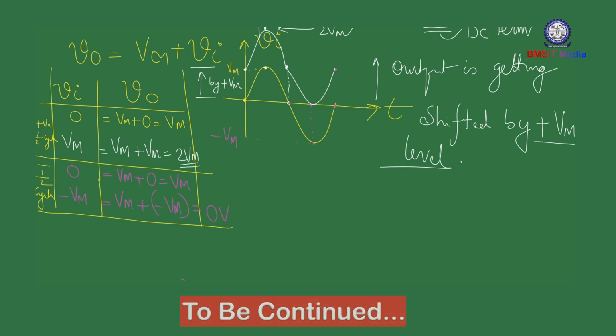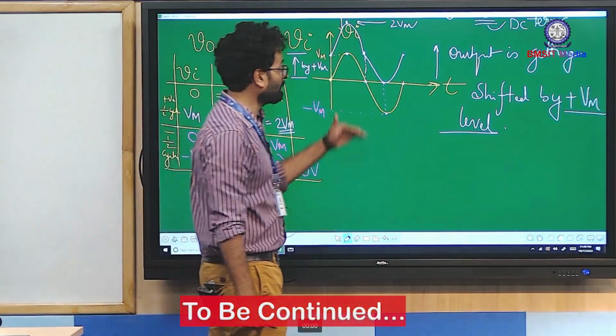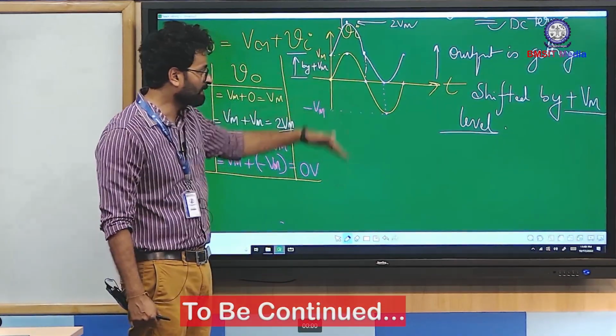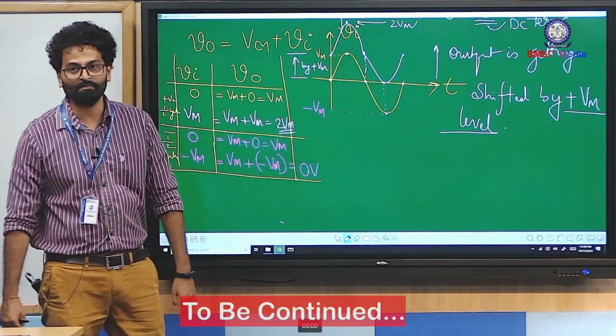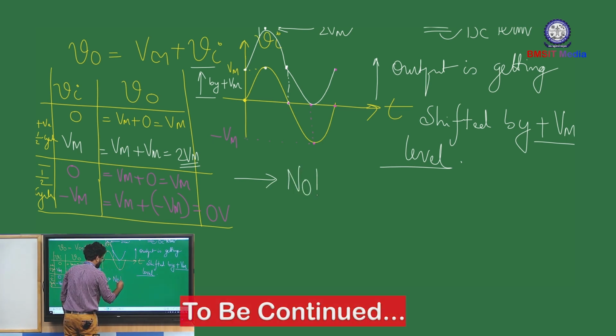Since it is getting shifted by plus Vm level, it is called a positive clamper. In the case of a negative clamper, what could be your observation? In the case of a negative clamper, the output waveform is going to get shifted in the downward direction by minus Vm level. So that is the difference. And you can also derive a special note.